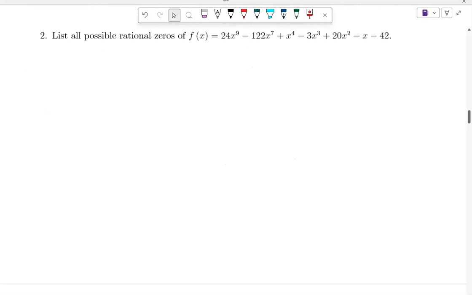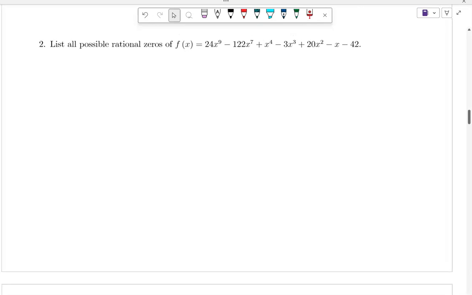So work on the next one for a second. See if you can figure out the possible rational zeros, and then we'll go into how we actually use this information to help us out later.